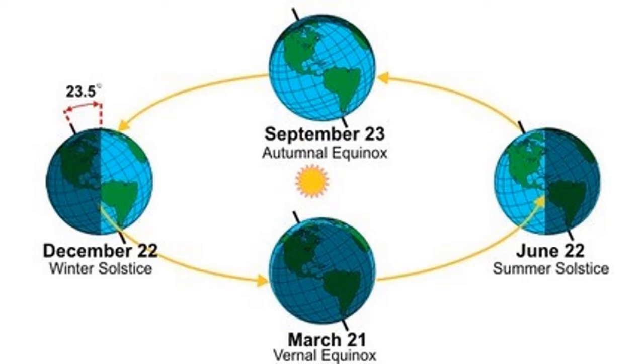In September, the Northern Hemisphere faces away from the sun and it starts experiencing autumn, while spring begins in the Southern Hemisphere. In the North Pole, it is dark all day from September to March, while in the South Pole, the sun is visible all the time.